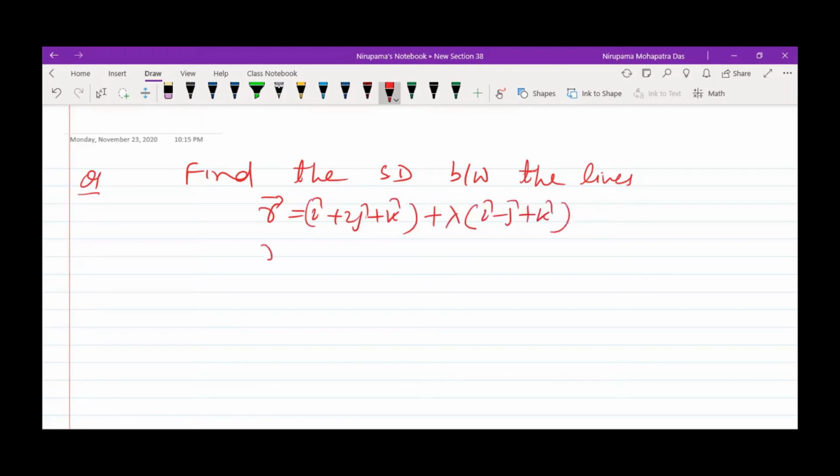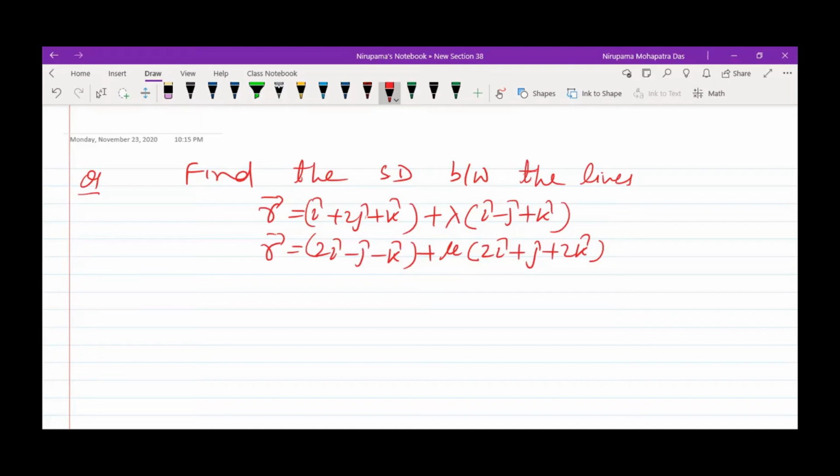The other line is r equal to 2i minus j minus k plus mu into (2i plus j plus 2k). Okay, these are the two lines we are given. Both the lines are in the form of r equal to a plus lambda b.